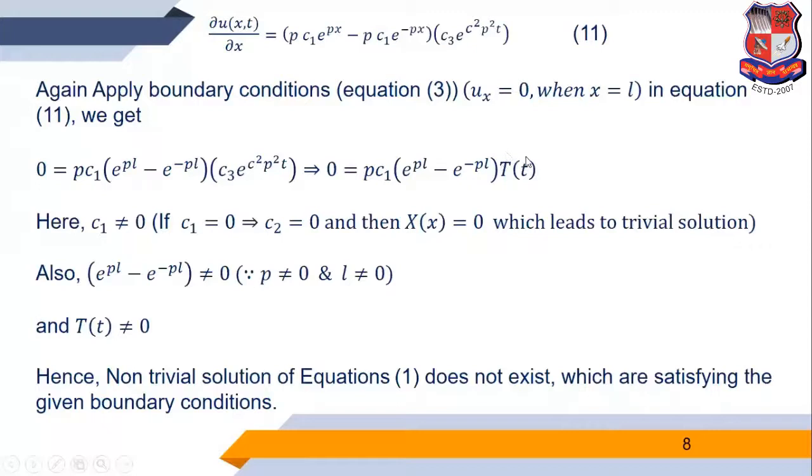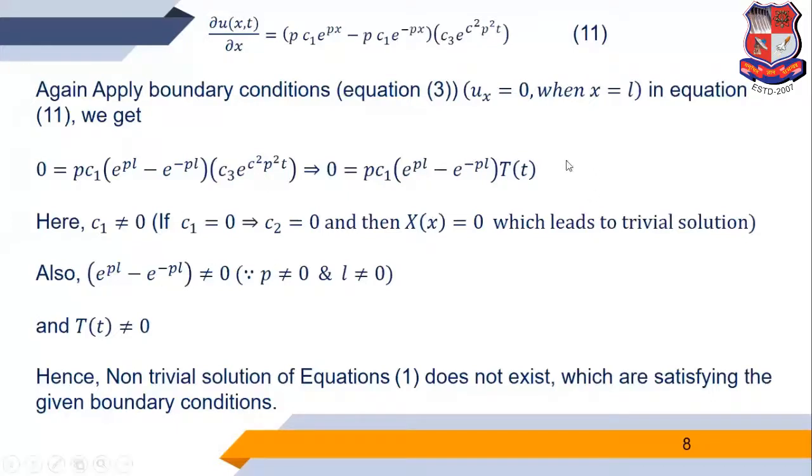Now T of t we can't consider 0. This term is never 0 because p is not equal to 0 and length is not equal to 0. So the exponential function e^(pL) minus e^(-pL) is not equal to 0. C1 we can't consider 0, because if C1 is 0, we know that C1 is equal to C2, so therefore C2 is 0, and if C1 and C2 both are 0, then the solution X of x is 0, which leaves the trivial solution.